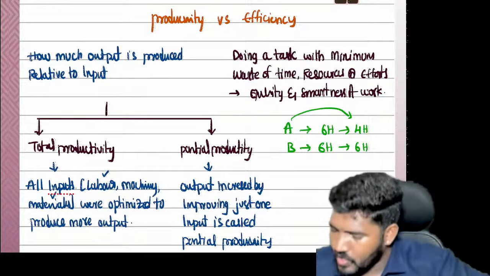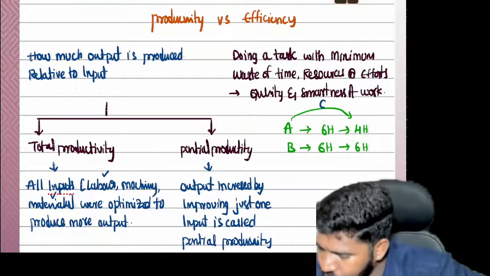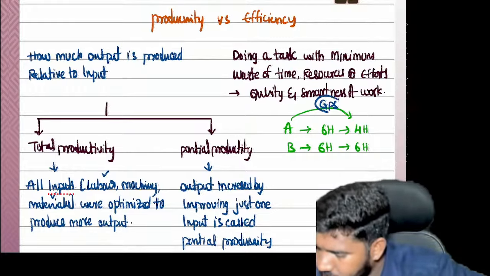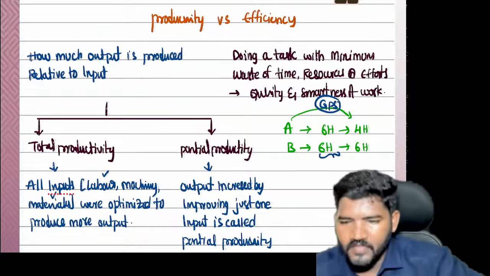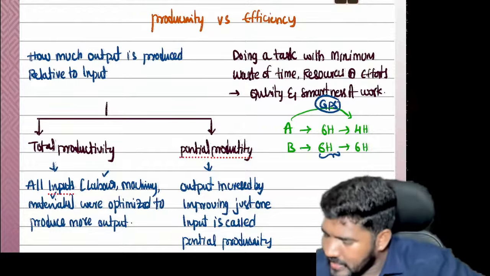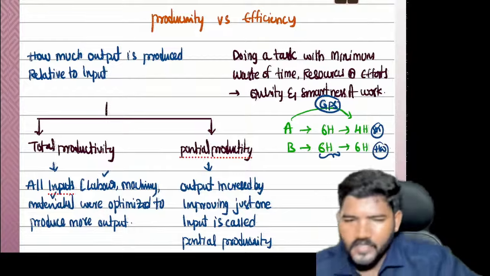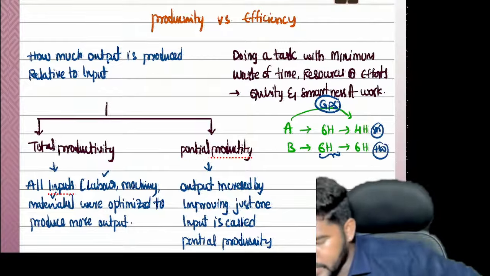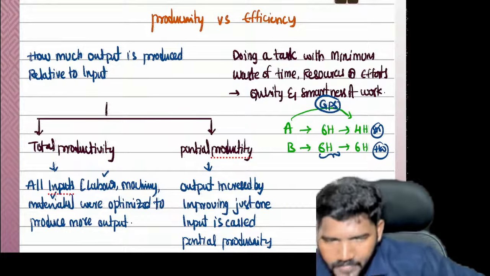Why did A reach within 4 hours? Because he used GPS, Google Maps. B did not use Google Maps. He manually asked some people and then reached the destination. A put in smart work. B put in hard work. So hard work talks about productivity. Smart work talks about efficiency. Hope you guys are clear regarding this productivity and efficiency concept.